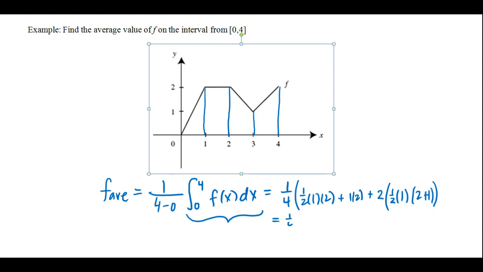So I end up with 1/4 times, here I'm going to get 1 plus 2 plus, and here I'm going to have 2 plus 1 is 3, and then 3 times a half is 3/2, times 2 is 3. So 3 plus 2 plus 1 now is going to give me 6. So 6 times 1 over 4. It's 3 over 2, or 1.5.